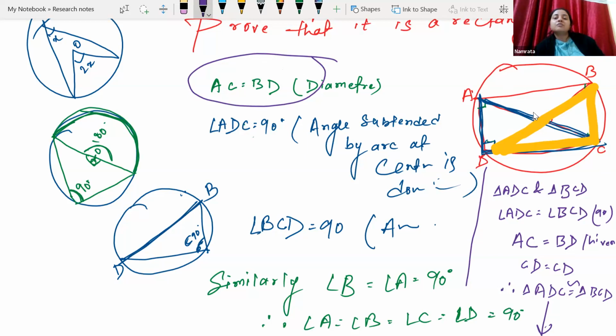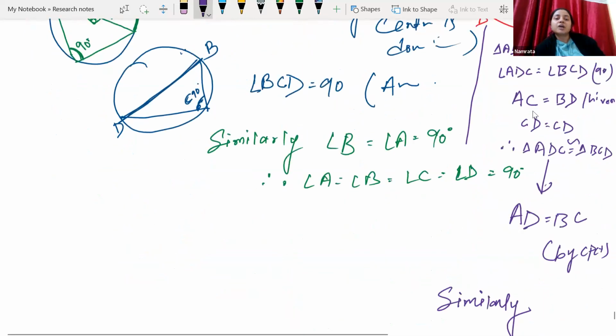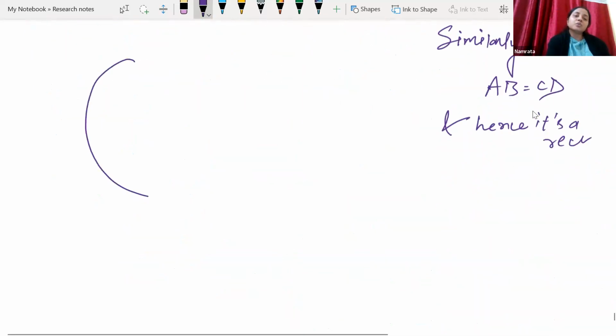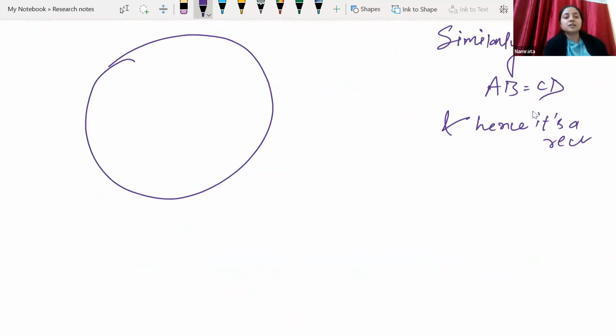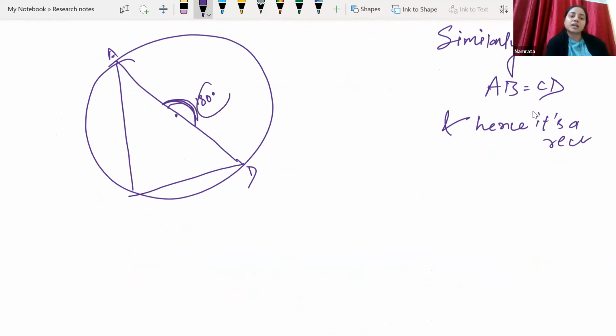So what we have done? At first we have proved that each interior angle is 90 degrees. How we have done so? We have done so by taking a circle and then a diameter. This is the diameter we are having, AD. So we are saying that this diameter or this arc is making an angle at the center. An angle at the center, that angle is 180. So on the remaining part, whatever angle it will make, that will be half of this angle. So that's why this will be 90 degrees.